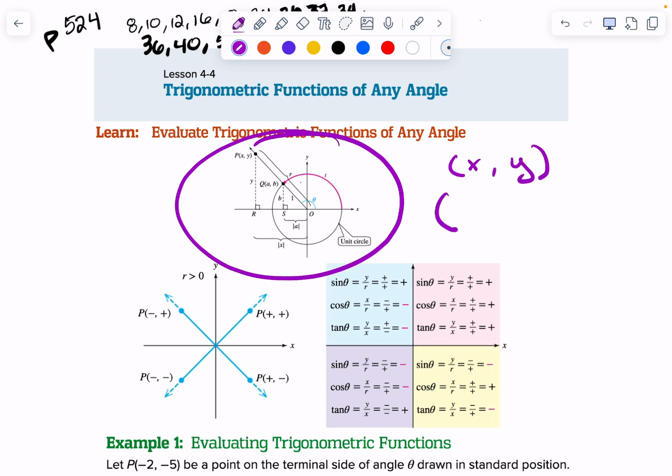Sine is Y, cosine is X. I just remember it goes the opposite way. Like you think sine, cosine, tangent, like sine comes first, but it does not. Cosine is the X coordinate, sine is the Y coordinate.